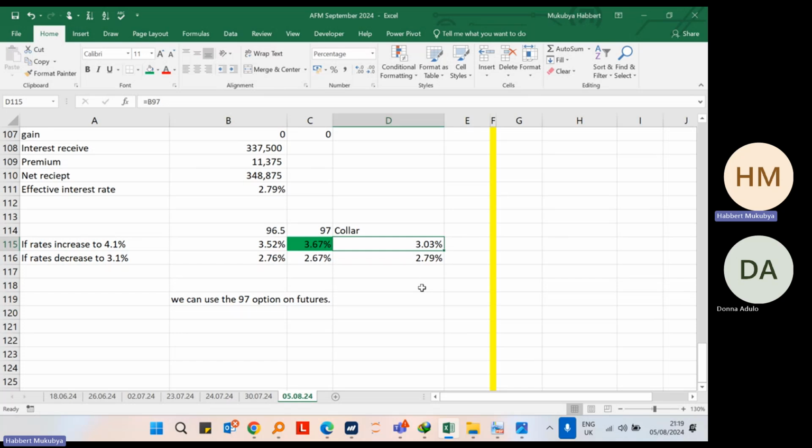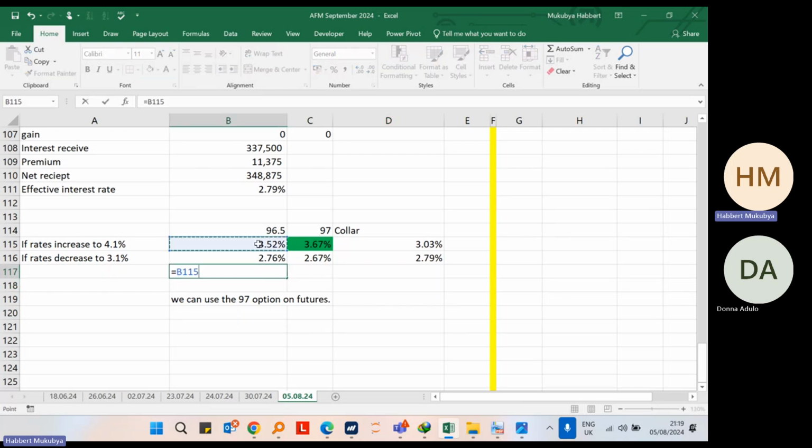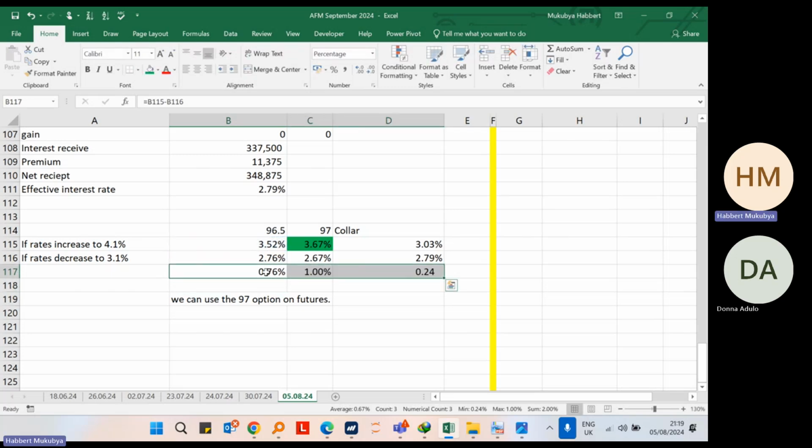And that's what I told you about the collar. The collar is going to set both the minimum but also the maximum. So it is going to depend on whether we want certainty, which is what normally people want, or whether we want to have high gains. If you want to have high gains, then you risk it and take the 97 option. But if you want to have certainty whereby there's no big fluctuation, you see this one, the differences, if you look at the differences between the two figures, the fluctuation is very low.